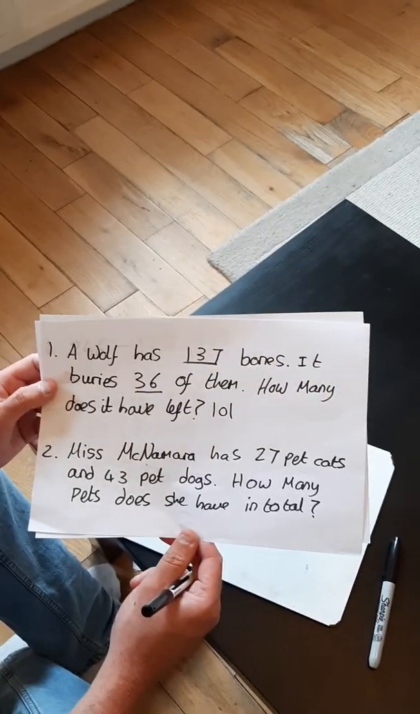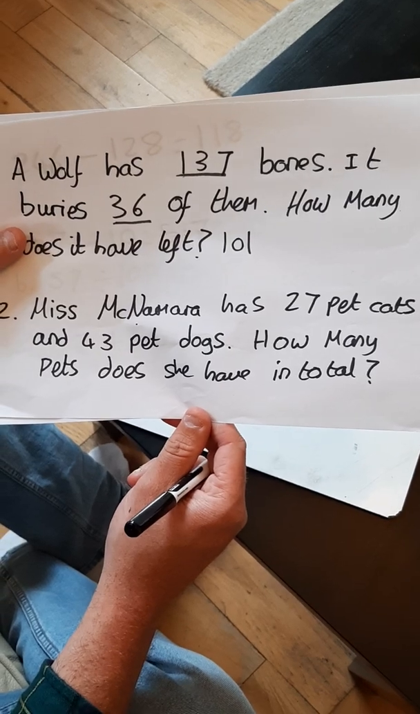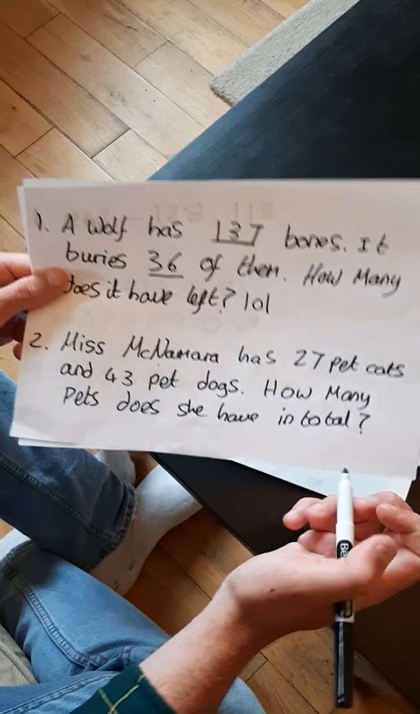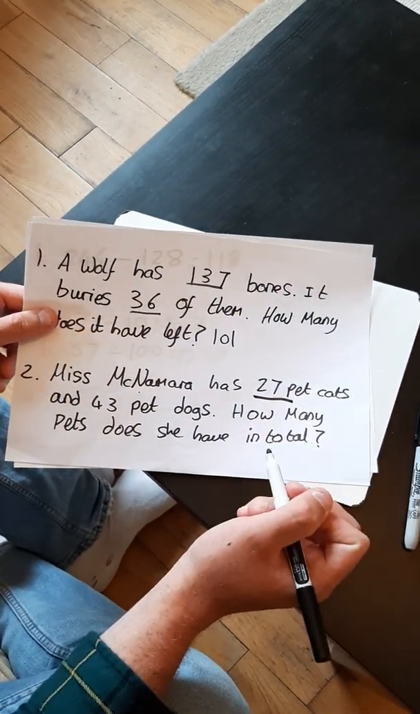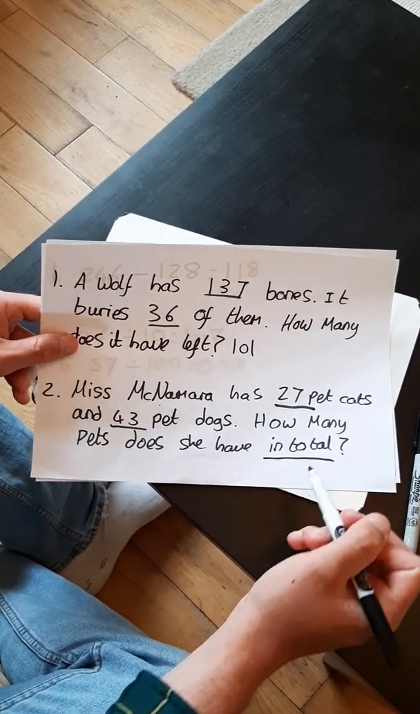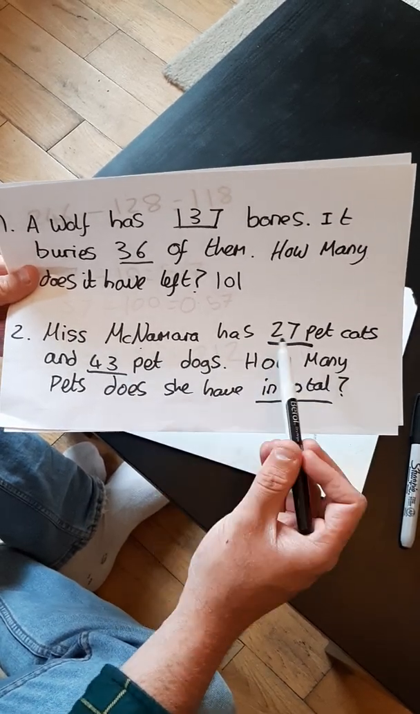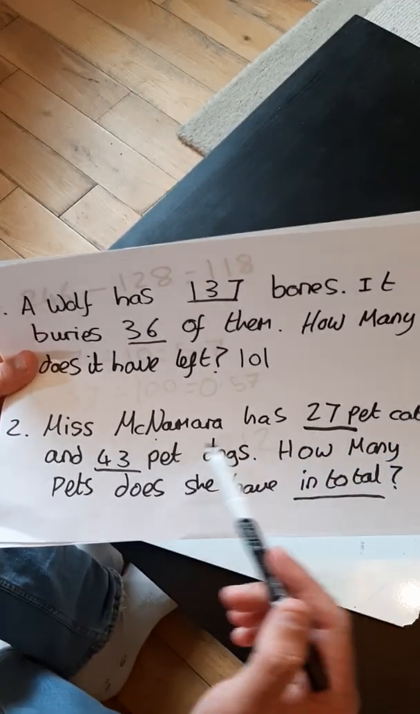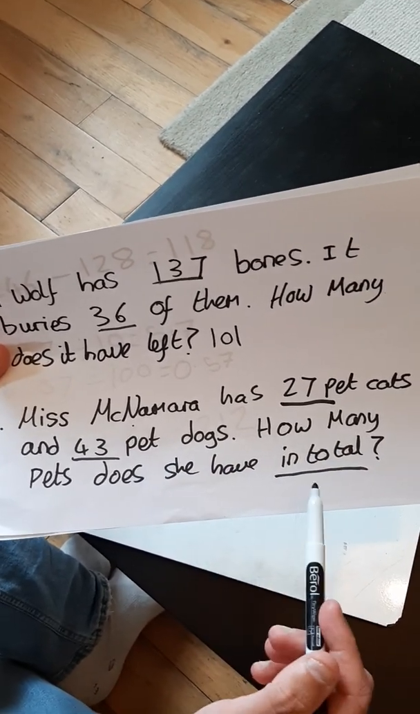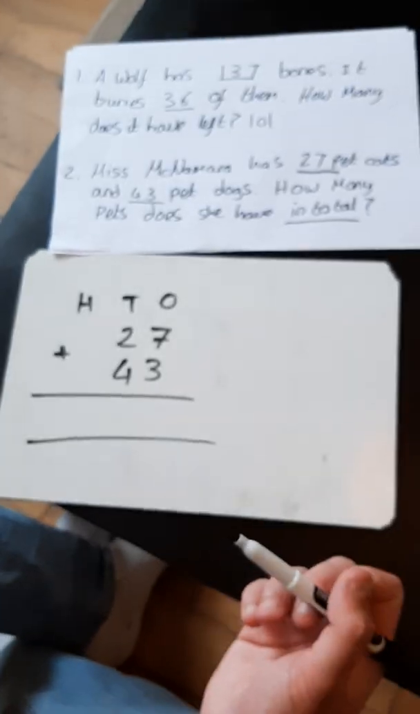Okay, Miss McNamara has 27 cats and 43 pet dogs. How many pets does she have in total? My key things to look at: 27 pet cats, 43 pet dogs, and how many does she have in total? The fact that it's saying in total is telling me that I need to add these two numbers together, because I need to add all my cats and all the dogs, and that will say how many pets she has in total. So again, laying it out in my column method.